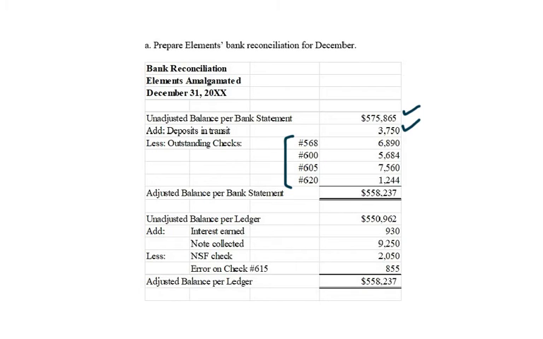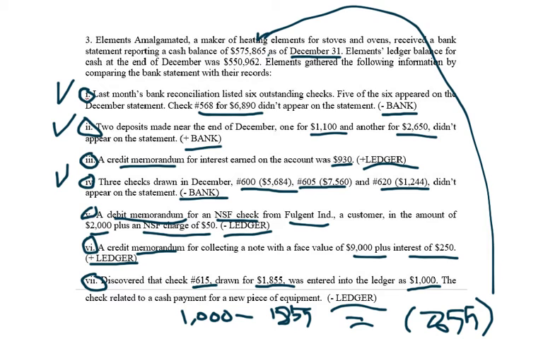So you'll go back in January, you'll look at this one and see, has check 568, 600, 605, and 620 cleared? Yes or no. If they've all cleared, then none of them are outstanding. You don't have to worry about them. Any of those that are still outstanding, they haven't cleared the account in January, would be part of the next bank rec. So subtract all those amounts there that we just listed. So it's going to be plus this minus all these equals, so we'll get 558,237 as our adjusted balance per the bank statement.